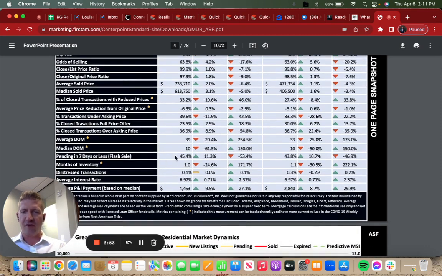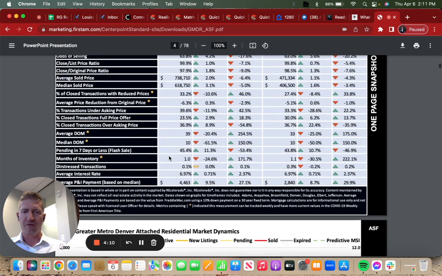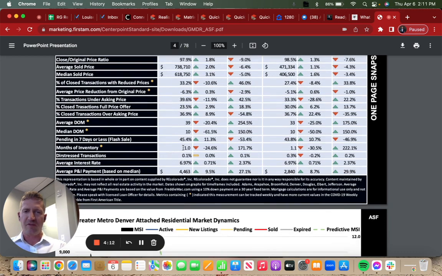Flash sales. So these are homes under contract in 7 days or less. Nearly half the homes did go under contract in less than 7 days, as you can probably guess, with just 10 median days on market. That's up 11% from last month and down 54%, or 53.4%, from March of 2022. There is a 1 month supply of inventory right now that's down 25% from February and up a huge number, 172% from last year.